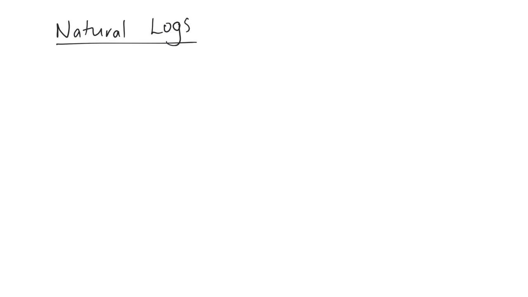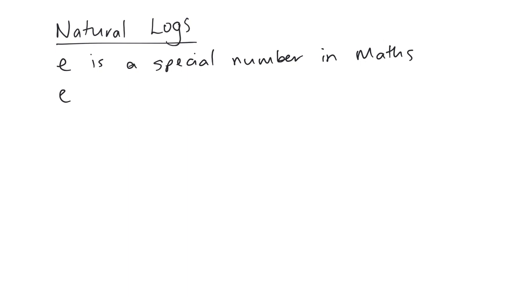We're going to look now at natural logs. So first thing is that e is a special number in maths. You don't have to know too much about it. It's to do with exponentials, but it's like pi. It's a special number. It's 2.71828 and so on.